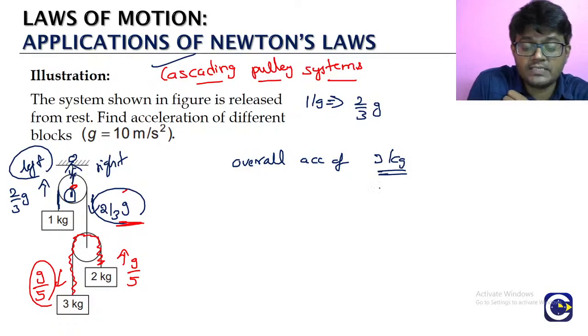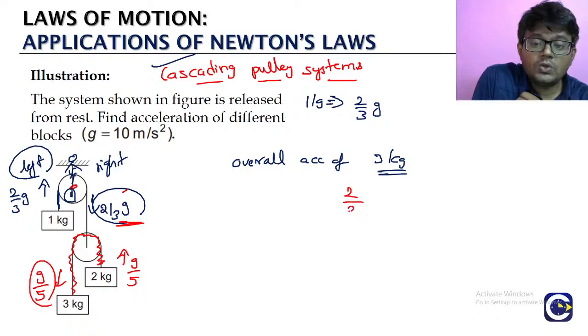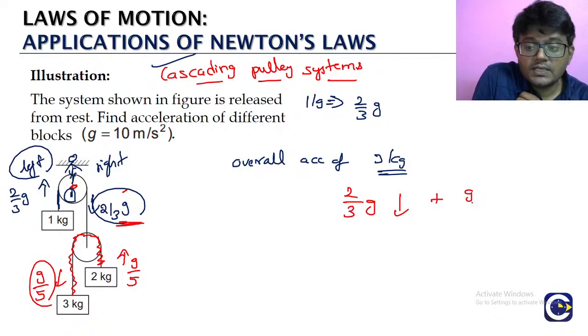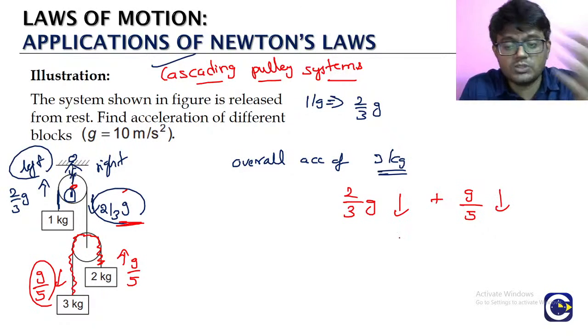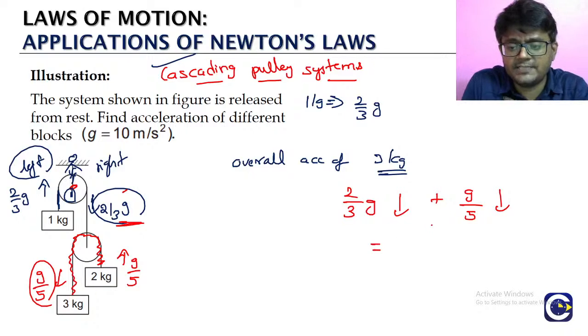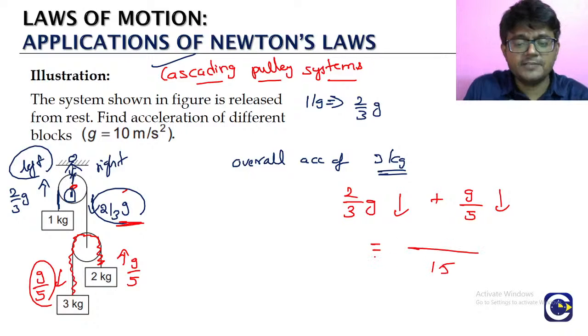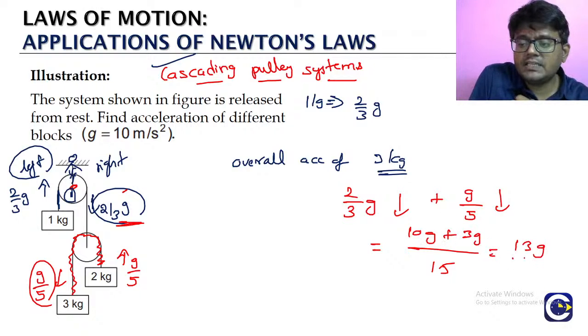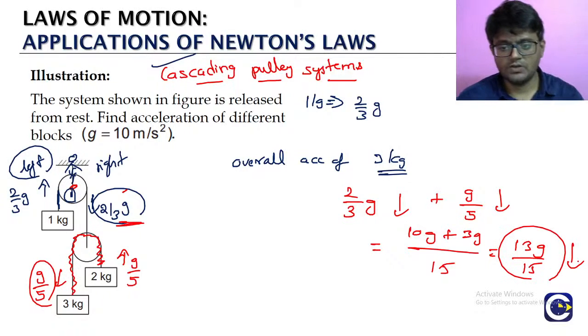So overall acceleration of the 3 kg will be what? 2 by 3 into g, that is downwards, plus g by 5, that is also downwards. Both are downwards, so we can just add them, right? Take an LCM, 15. So 10g plus 3g, what is it? 13g by 15. Overall it will be downwards.